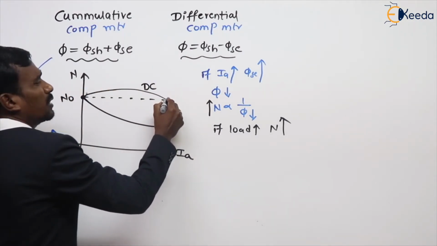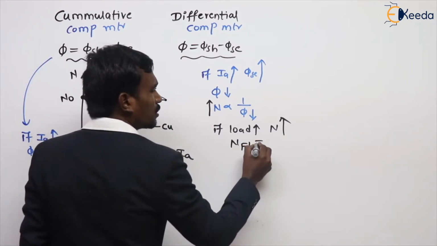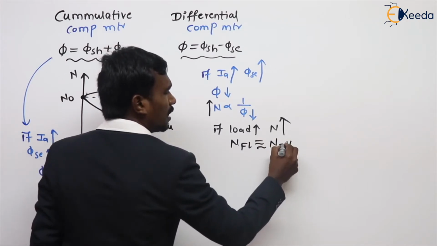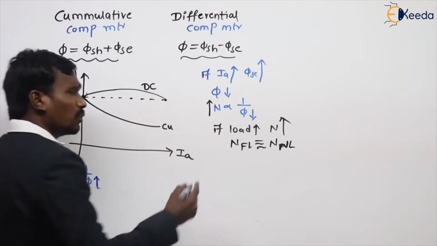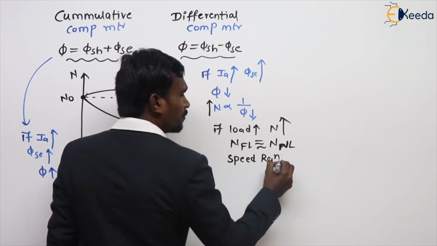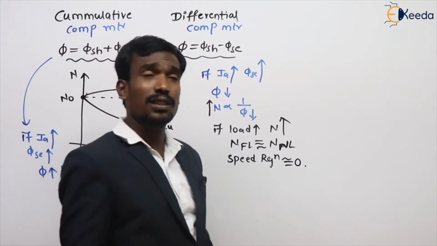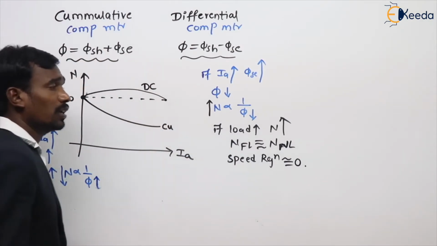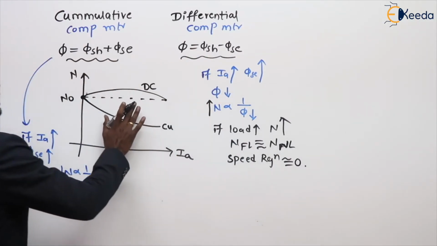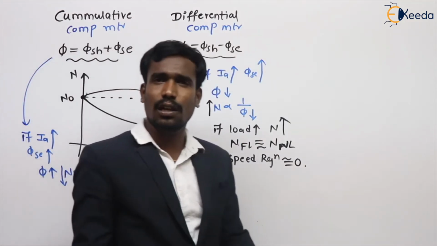But at full load, the speed is mostly equal to the no load speed. This is another point you should remember. So it may lead to a speed regulation of zero. This is only one possibility. Speed regulation is zero for the differential compound motor from no load to full load. This is the differential compound motor, and there are no applications for it.